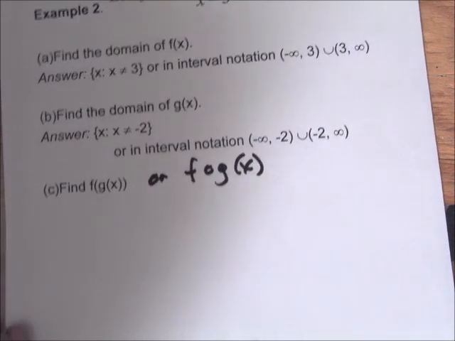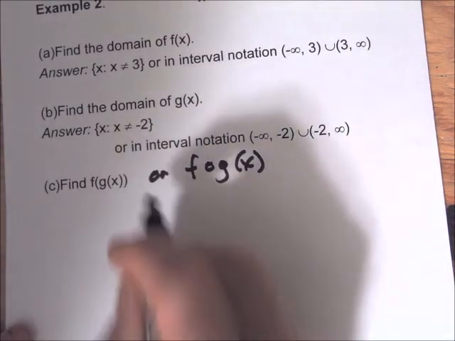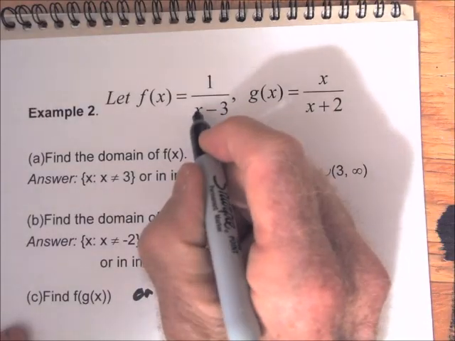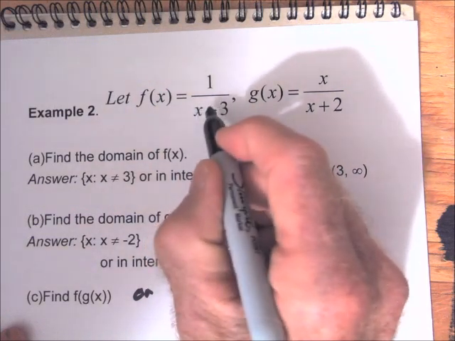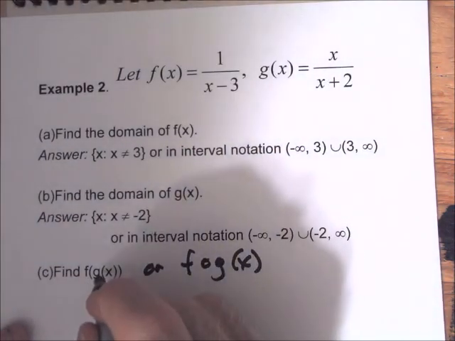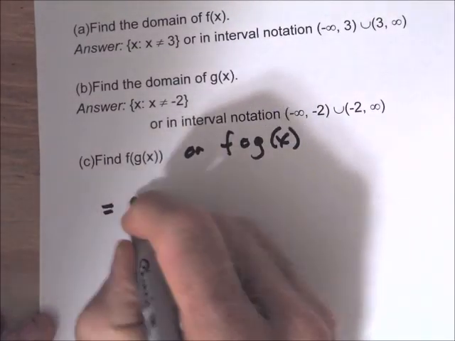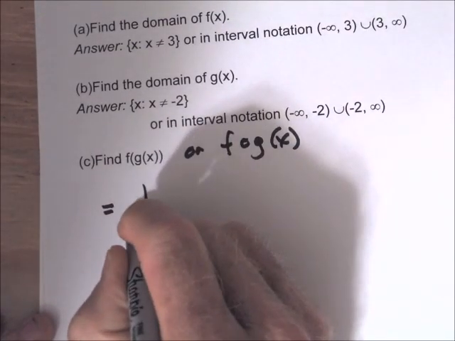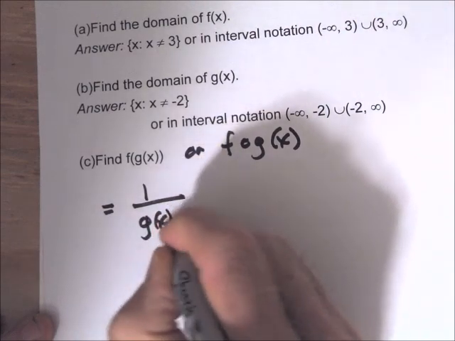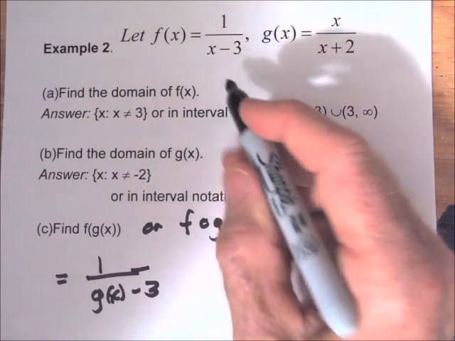That notation is also used. So in the formula for f of x, wherever you see an x, you want to put a g of x. So this is the output of g becoming the input for f. So f of g of x is going to be 1 over g of x minus 3. You're just replacing x by g of x in this formula here.